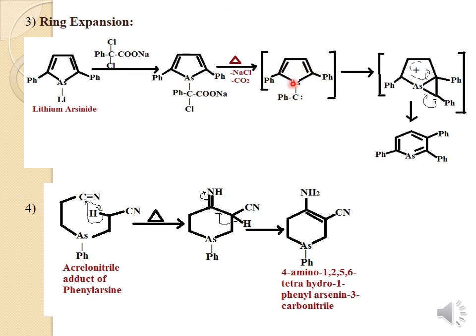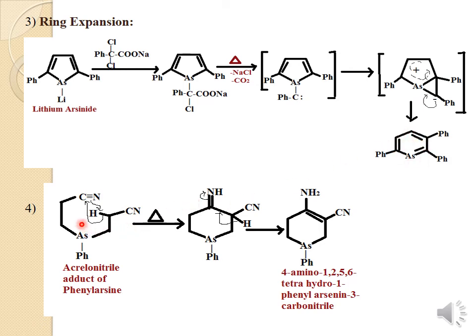Once the carbene structure is formed, this carbene will go and make a bond with the carbon atom which is attached with the phenyl. And then there is the resonance which is present over here, and there is a generation of the carbanion. Once the carbanion is generated, this carbanion moves back, and then there is the ring opening which is taking place over here. After the ring opening reaction, you will get back your arsenine compounds.